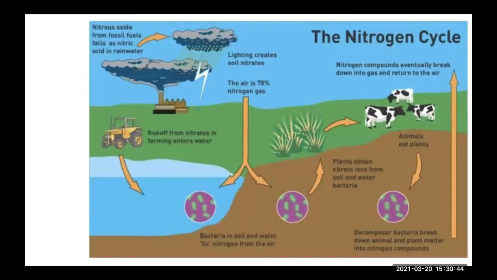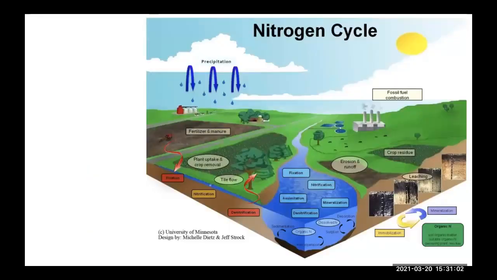The nitrogen compounds eventually break down into gas and return to the air after the organisms secrete or excrete the nitrogen. And decomposing bacteria break it down into other nitrogen compounds that are safe for the environment. When we look at this, we can see we have nitrogen fixation, then we have nitrification, assimilation, mineralization, and denitrification. This is how organic and dissolved nitrogen can be cycled back into the atmosphere and come back down.